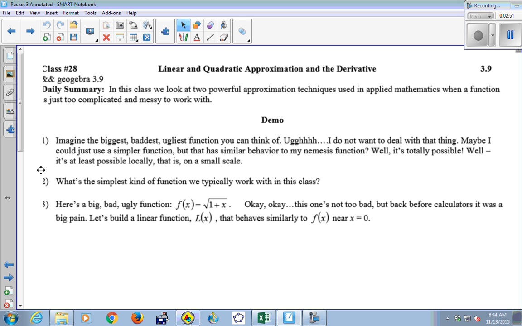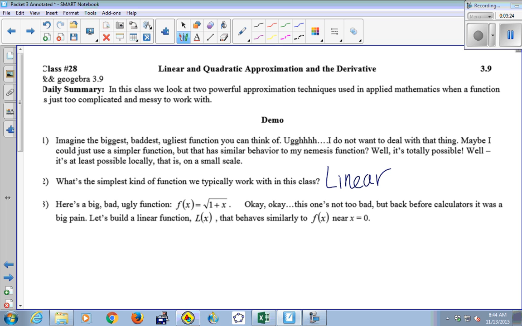So what's the sort of simplest kind of function that we typically work with in this class? A linear function. A line. Okay, so here's a big, bad, ugly function, the square root of 1 plus x. I know that one's actually not that bad, but before calculators, it was a big pain. And we're kind of going to do a simple-ish one to show you the idea, and then you can apply it to more complicated ones.